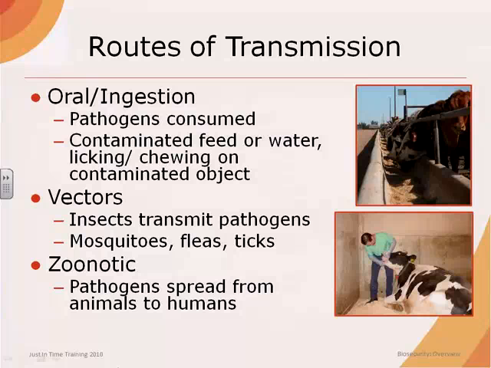Vector-borne diseases are those transmitted by insects, for example mosquitoes or ticks, which are capable of transferring pathogens from an infected animal to a susceptible one. Finally, some animal pathogens may be transmitted to humans by any of the routes described. These diseases are called zoonotic diseases or zoonoses.